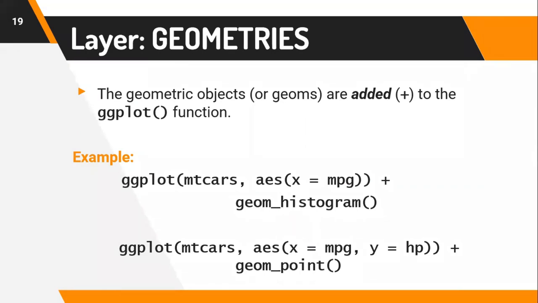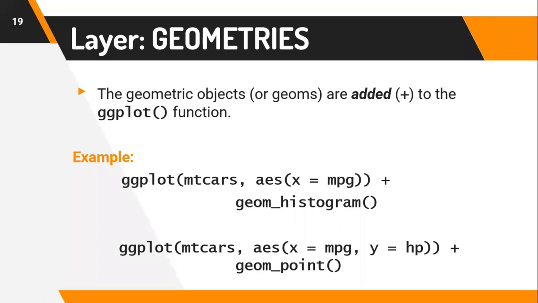So how do we actually write the code with geometries when it comes to ggplot2? So the geoms are just added to the preliminary code where the data and the aesthetics are specified. Okay, the code we wrote where we specify the data and the aesthetics, we just go ahead and add the geometry to the function. And so if you see in that example, we had a ggplot function, we pass in our data, which is mtcars. Then we map the mpg variable to the x variable, and then we added our geom, which is going to present the visual element, and that is a histogram.